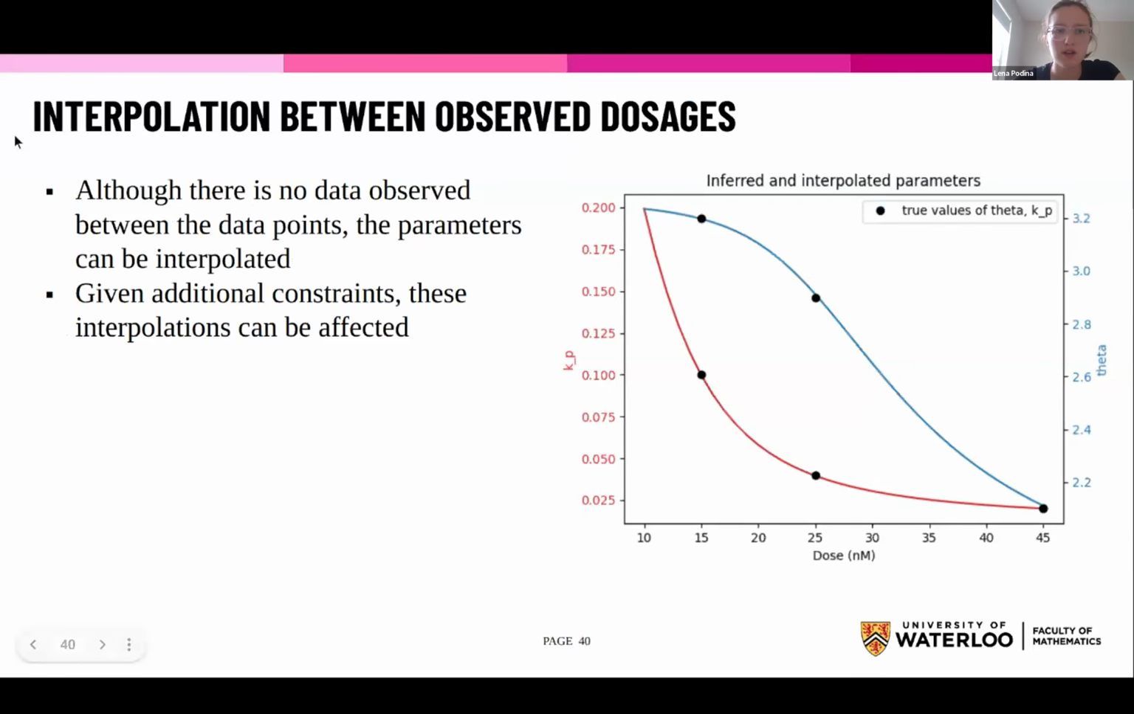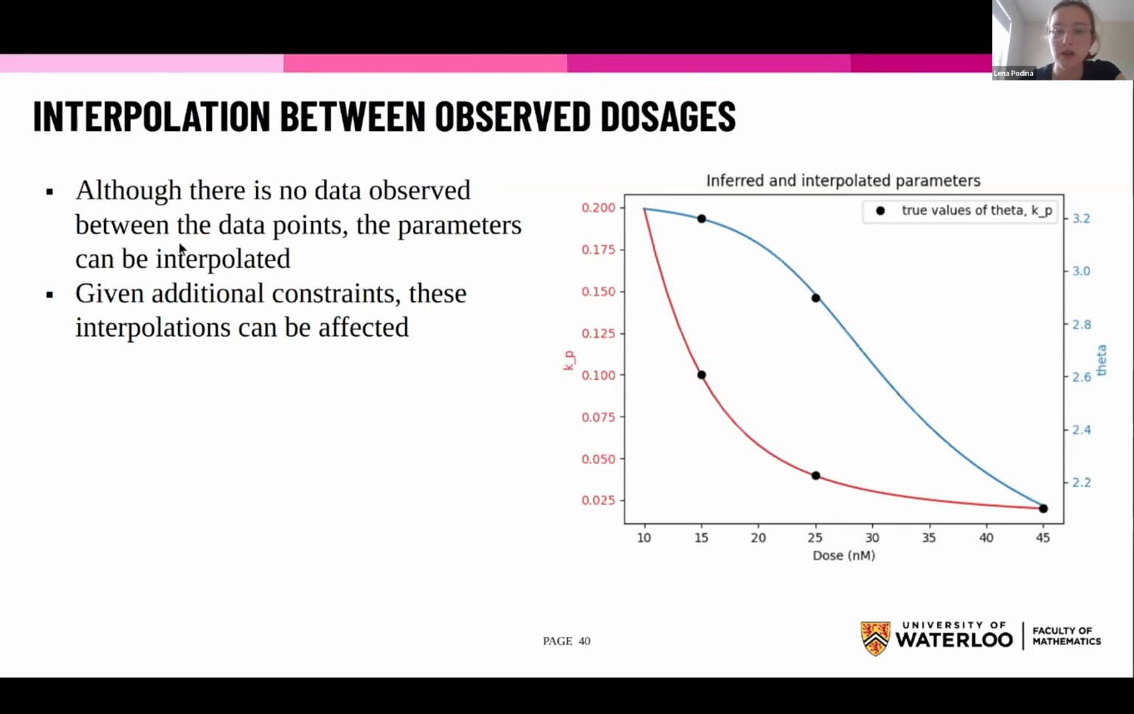So this is another explanation of what I mean by interpolation here. On the x-axis we have dose, so these are the true, observed values for the dosages that we have. And because we're modeling this as a neural network, we can also say we have an idea of what theta can be between dosages. Even though there's no data observed, we can interpolate these parameters. So for example, for 20 nanomolar, even though we don't have data for it, we can interpolate it and say what the carrying capacity will be for that dosage.